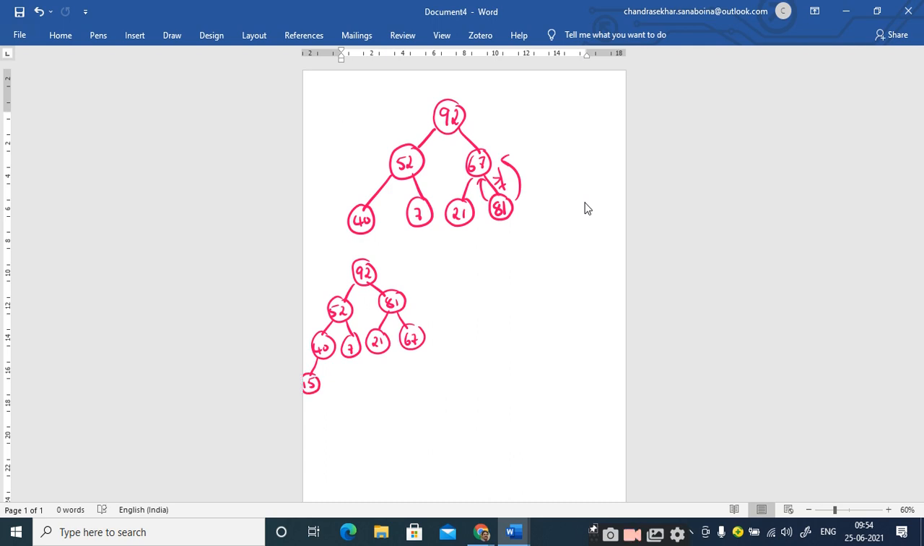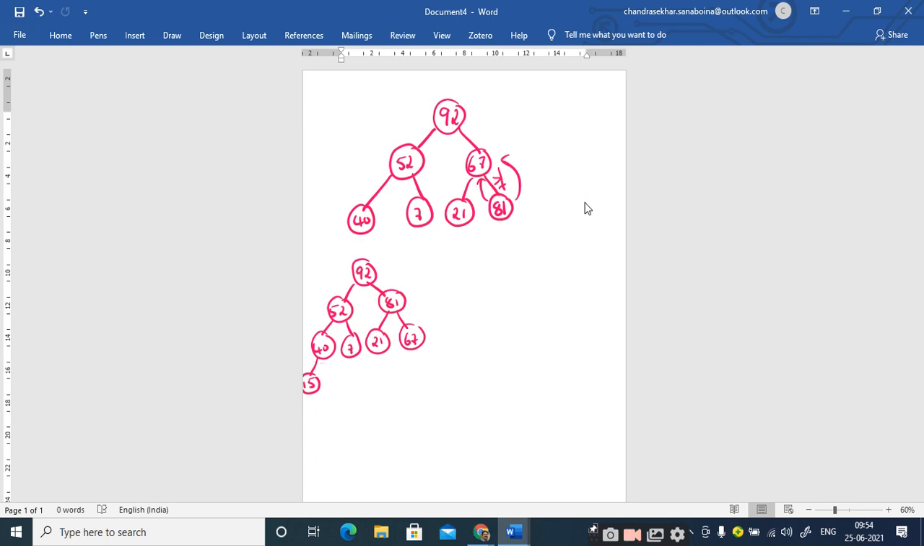Why? Because this level is full. You should always start filling the next level from the leftmost position. After inserting 15, you just need to check whether it is satisfying the heap property or not. 40 greater than or equal to 15 is satisfied. Therefore there is nothing to swap here.